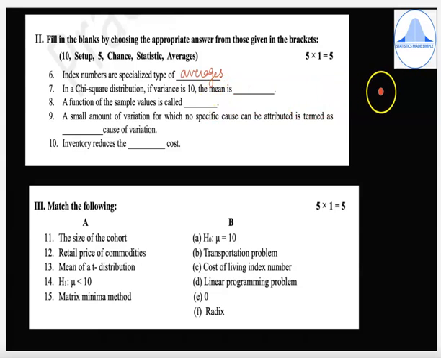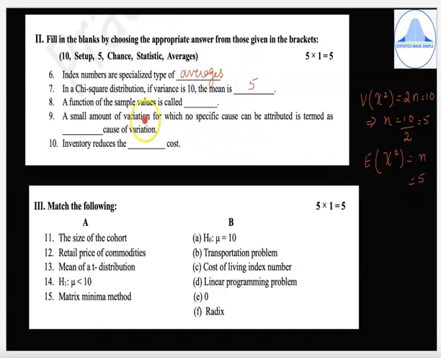Seventh one: in a chi-square distribution, if variance is equal to 10, the mean is. So let me show you the calculations here at the side. We know that variance of chi-square is equal to 2n, and in the question they mentioned that it is equal to 10. Which implies n is equal to 10 divided by 2, which is 5. And we are aware that the mean of the chi-square distribution is E of chi-square is equal to n. So the correct answer is 5.